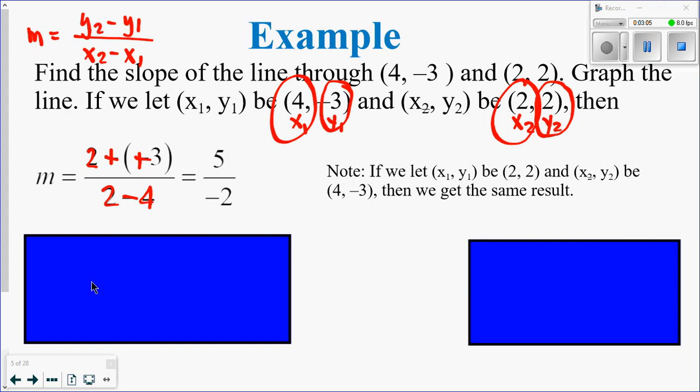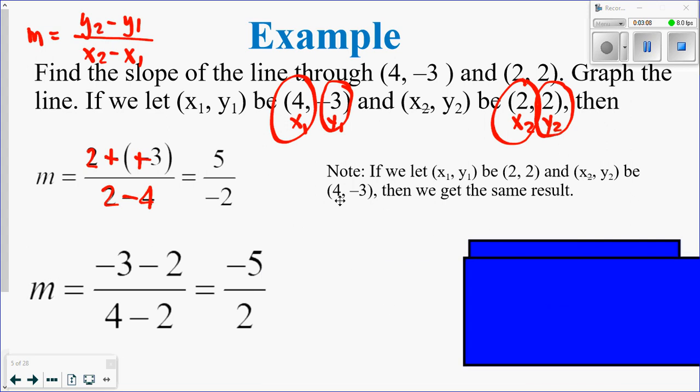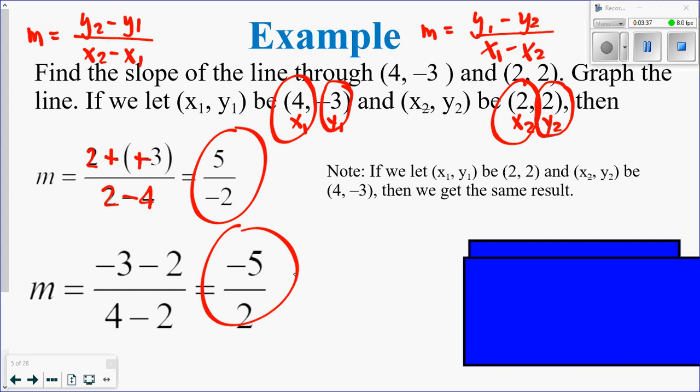Now, if you rearranged it, if you did -3 minus 2 and 4 minus 2, it doesn't matter if you do x2 minus x1 or y1 minus y2, as long as you are consistent. So if you're going to use y2 first, you have to use x2 first. If you want to use y1 first, you have to use x1 first. So both of these things are the same. So our slope is -5 over 2.